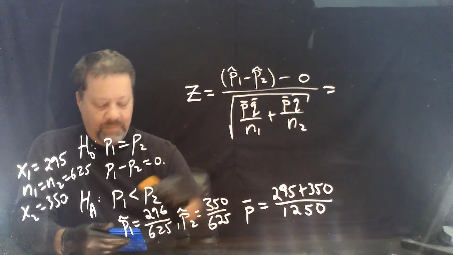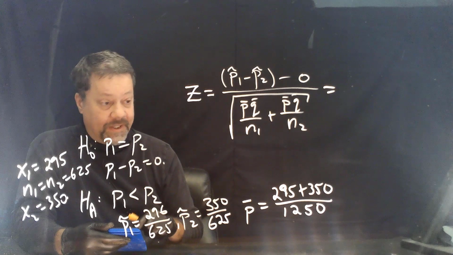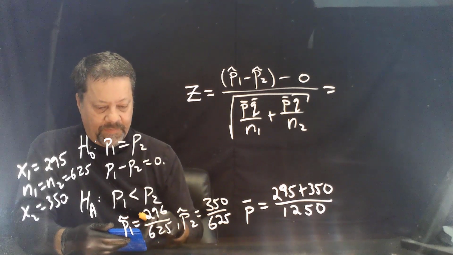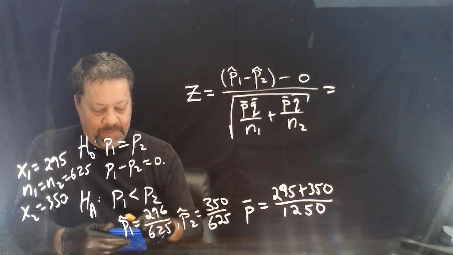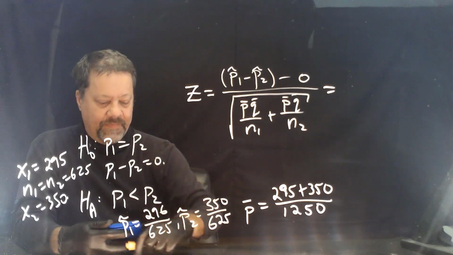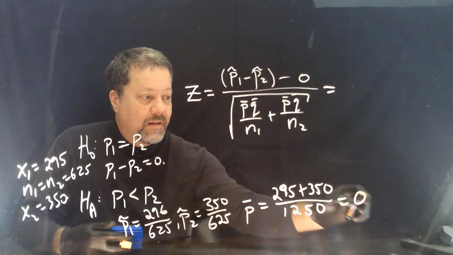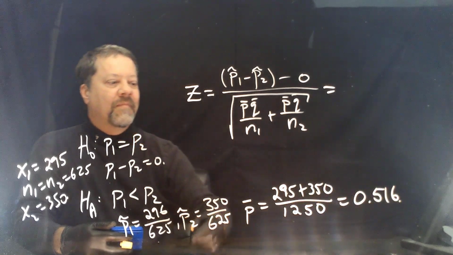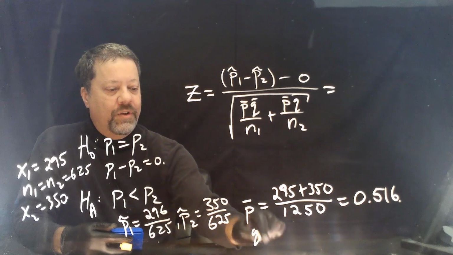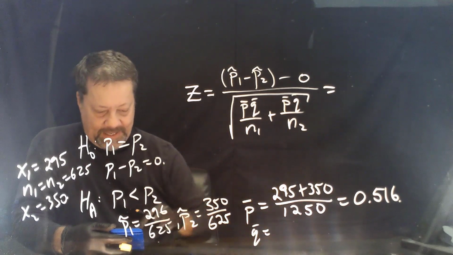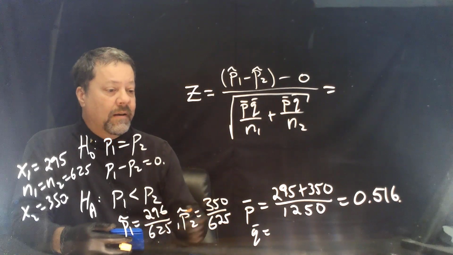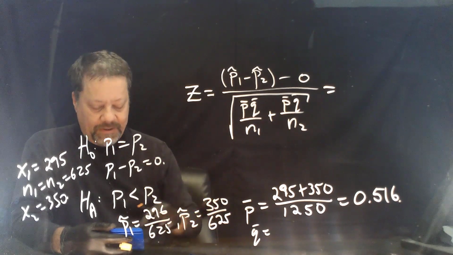So for the pooled probability of success, 295 plus 350 divided by 1250. I'm getting 0.516. That means that Q bar, which is 1 minus that, I'll store this, by the way, in a memory location on my calculator.